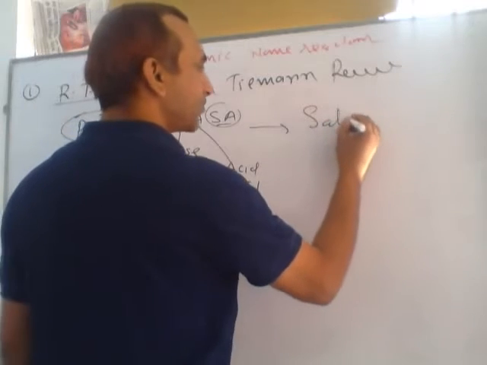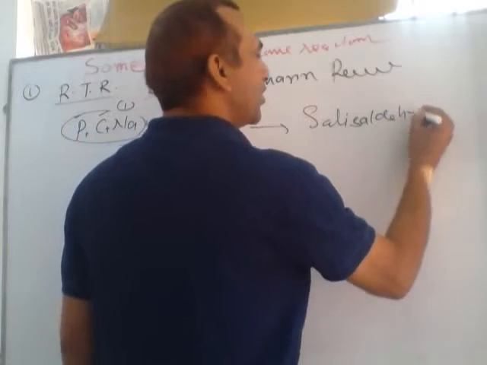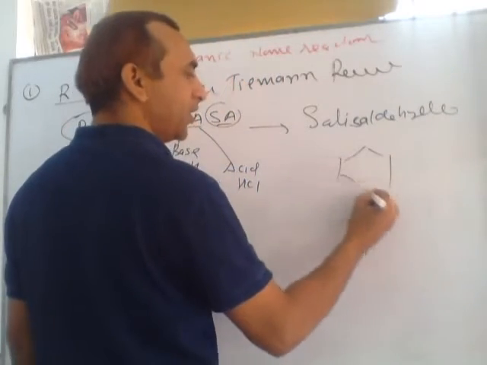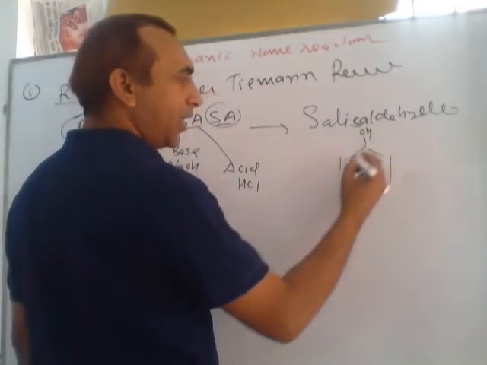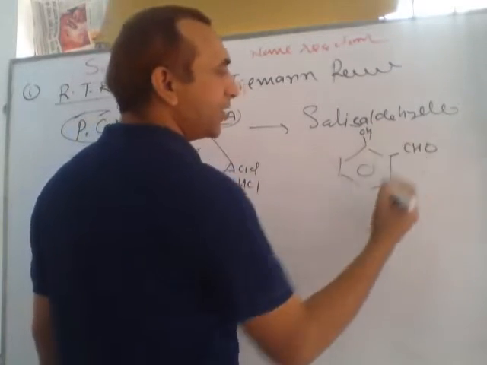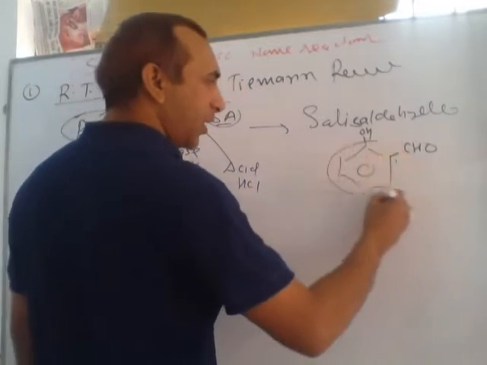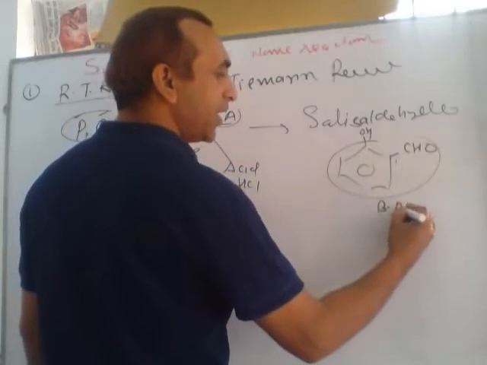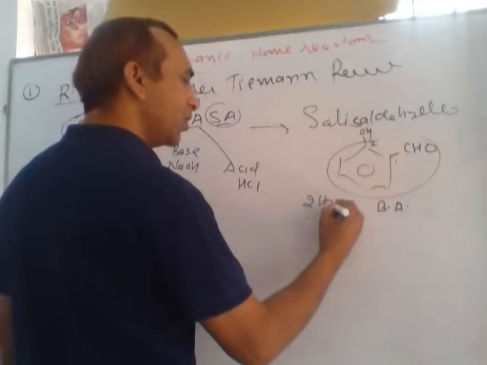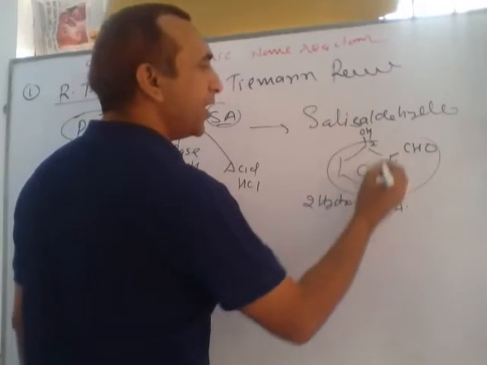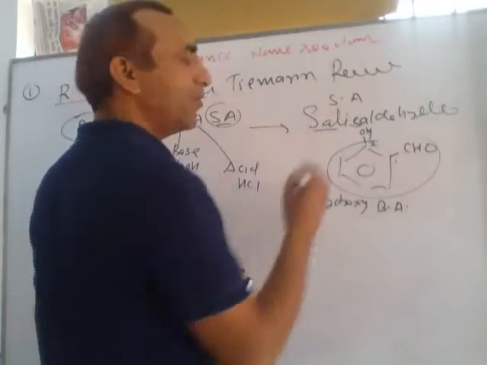Sa means salicylic aldehyde. What is salicylic aldehyde? This is benzene. This is phenol, and on the second position there is aldehyde. In IUPAC system, this is the first carbon atom and this is actually called benzyl aldehyde, and in benzyl aldehyde on the second position there is OH. So you can say 2-hydroxy benzyl aldehyde is the IUPAC name of salicylic aldehyde. Salicylic aldehyde means S and A. Salicylic and aldehyde will form after the reaction.